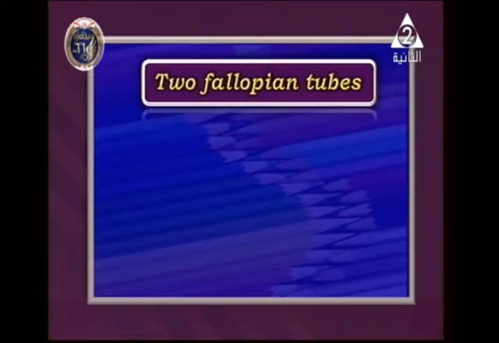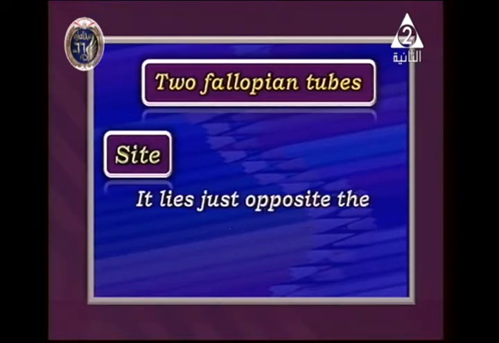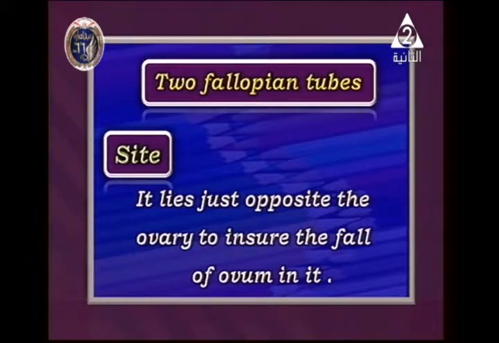Number 2, fallopian tubes. 2 fallopian tubes. So we said number 1, it consists of 2 ovaries. They lie inside the body on the 2 sides of the pelvic cavity. Number 2, 2 fallopian tubes. They are located in what site? Just opposite to the ovary, to ensure the fall of the ovum inside it.